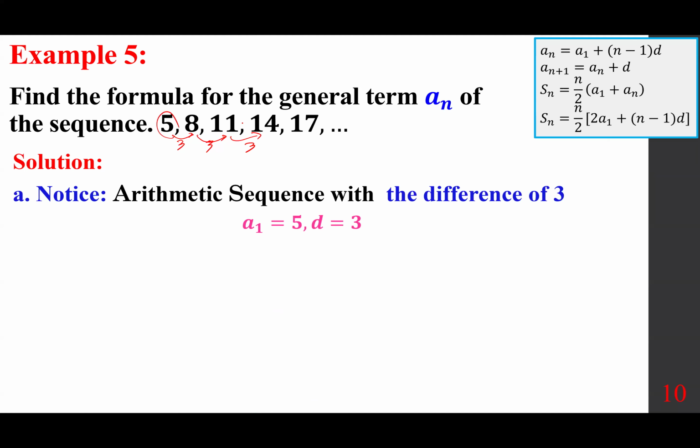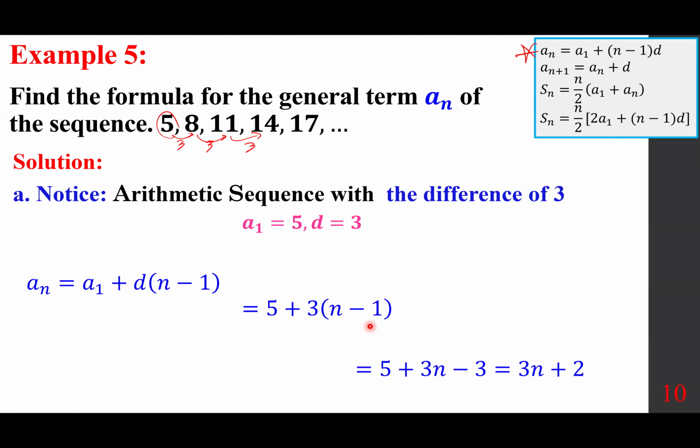And to find the general formula, since we don't have the nth term, for a sub n, use this one, we want a sub n. If we want s sub n, we could use also the last. So a sub 1 plus n minus 1 times d, just plug in a sub 1, which is 5, and d, which is 3, distribute, this becomes 3n minus 3, and 5 and negative 3 add up to 2, so 3n plus 2.